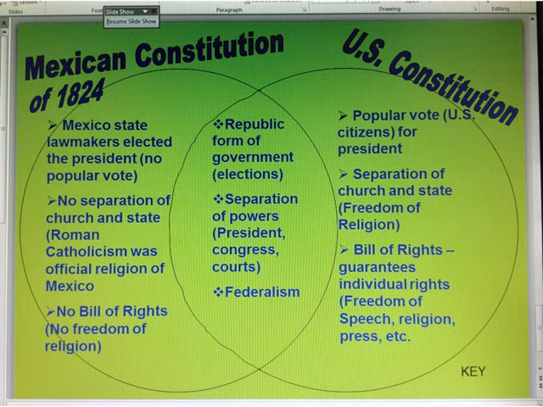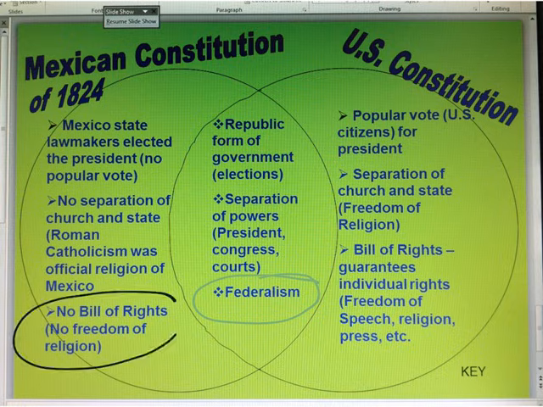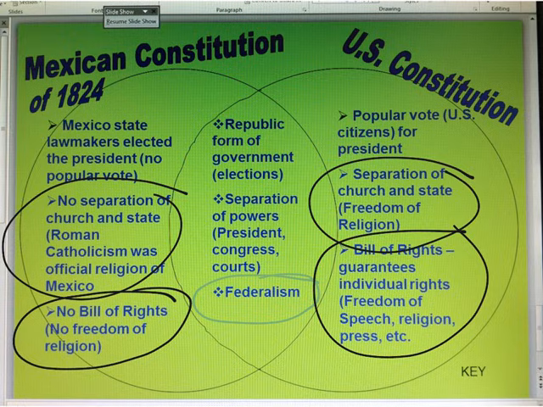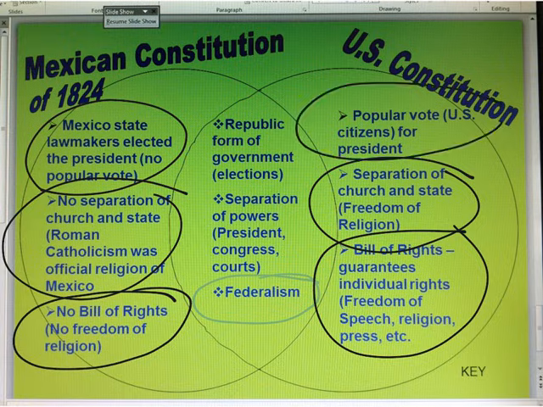Here you see a Venn diagram that compares the two constitutions to each other. You need to know the differences here, especially that both of these constitutions were federal constitutions. A big difference: the Mexican Constitution of 1824 has no Bill of Rights, whereas the U.S. Constitution does have a Bill of Rights. You also have the difference between no separation of church and state for Mexico and separation of church and state for the U.S. And the president's vote is by the elected lawmakers, whereas in the U.S., the citizens vote for the president.